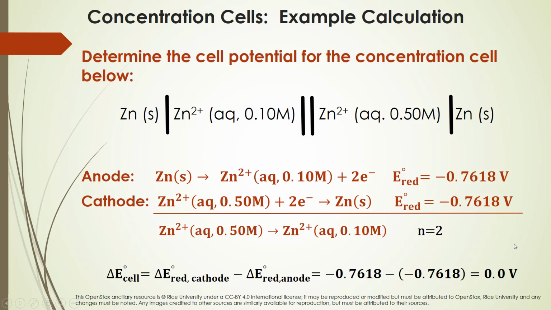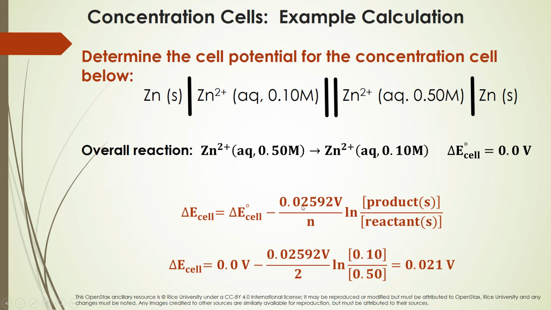We are now ready to plug everything into the Nernst equation. Here's our overall reaction again, just repeated, and our cell potential, and we're going to plug everything in. 0 volts for the cell potential minus 0.02592 volts divided by 2 electrons transferred in the reaction, multiplied by the natural log of the product concentration, 0.1 molar, divided by the reactant concentration, and that's going to give us a cell potential of 0.021 volts. That is a spontaneous process because that cell potential is positive.